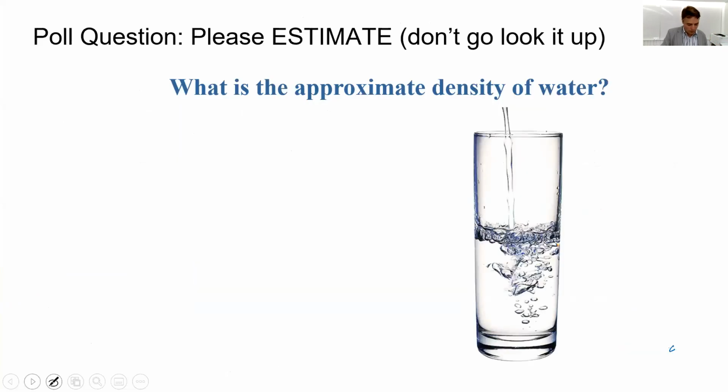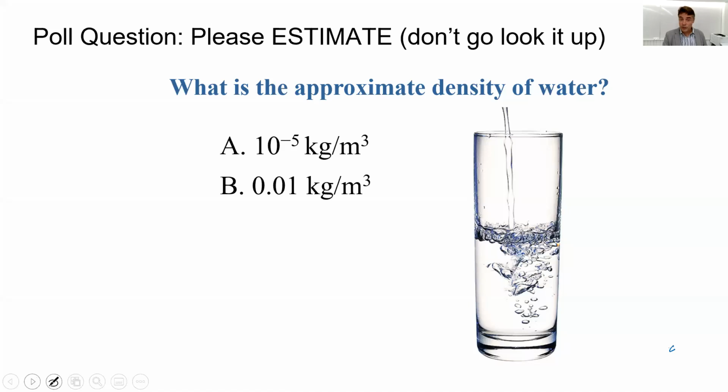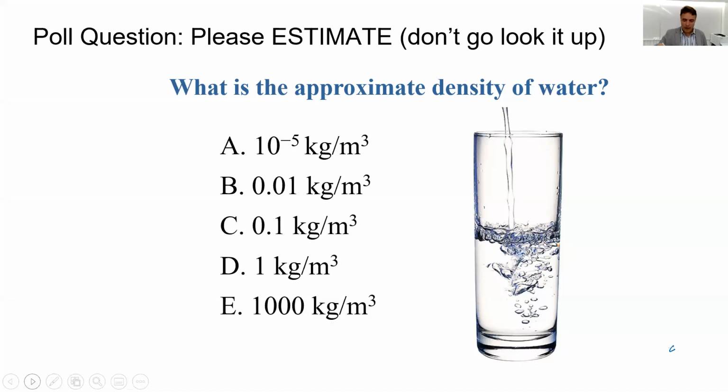So let's do a quick little poll. What is the approximate density of water? I'm asking you to make an estimate here, and don't just look it up. Is it 10 to the minus 5 kilograms per meter cubed, 0.01, 0.1, 1, or 1,000? These are all in units of kilograms per meter cubed. So think about what a kilogram is and what a meter cubed is. Tell me your answer.